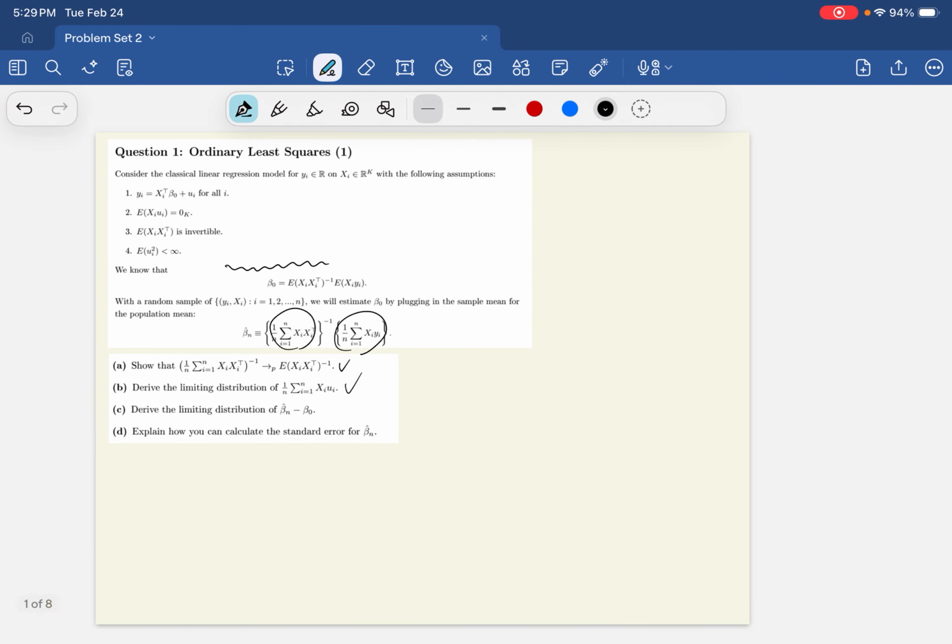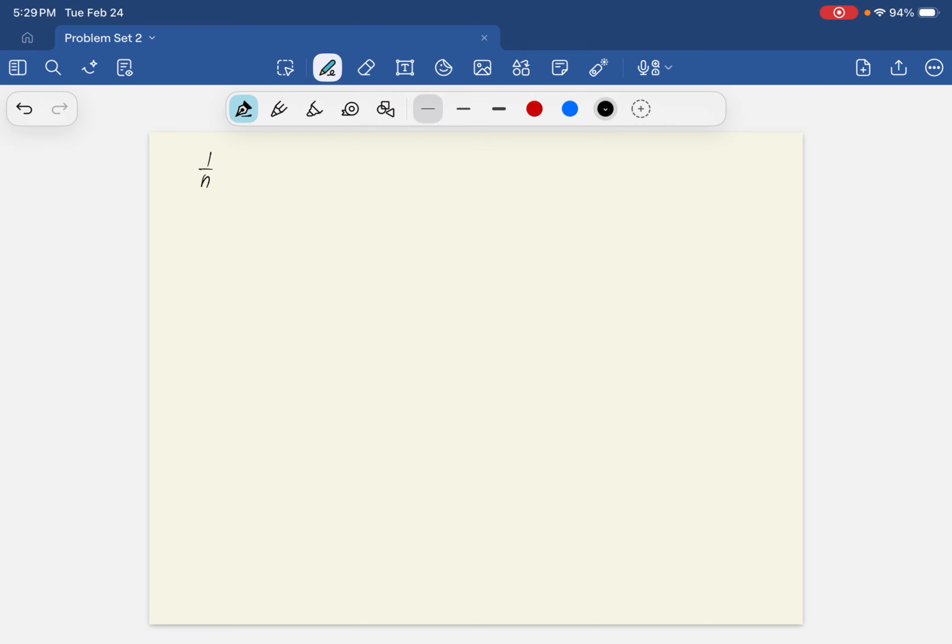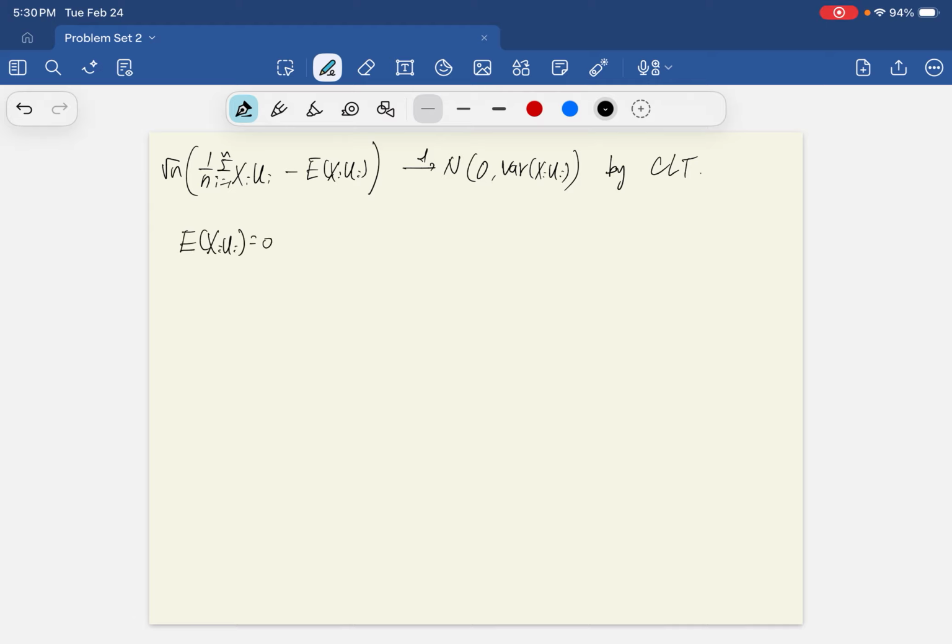Part B. Now we analyze this one, and we are going to consider the central limit theorem form first, right? Then we have this by the central limit theorem. Okay, and we will first show that this is 0. So it's just by assumption. That is, you don't need to worry about this.